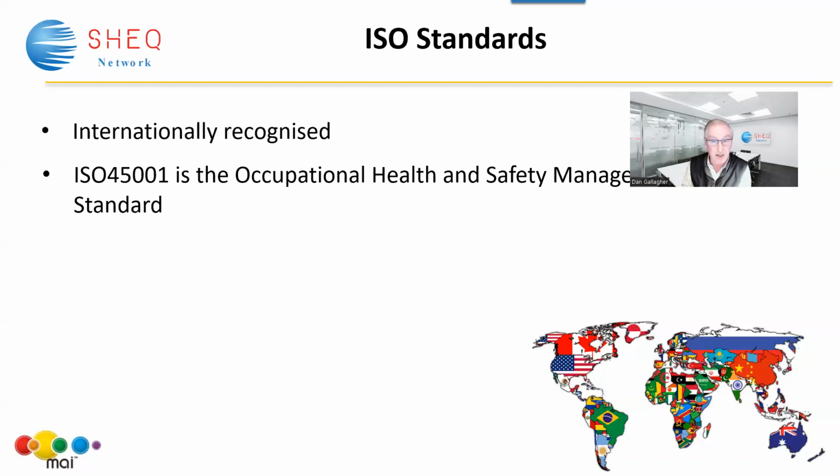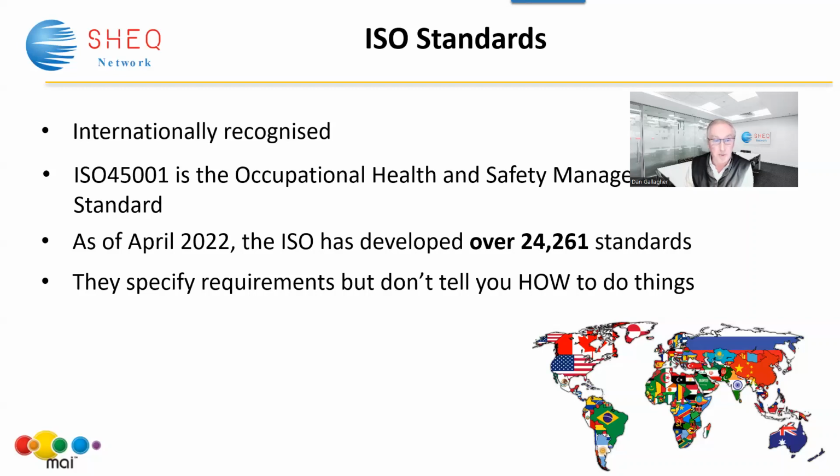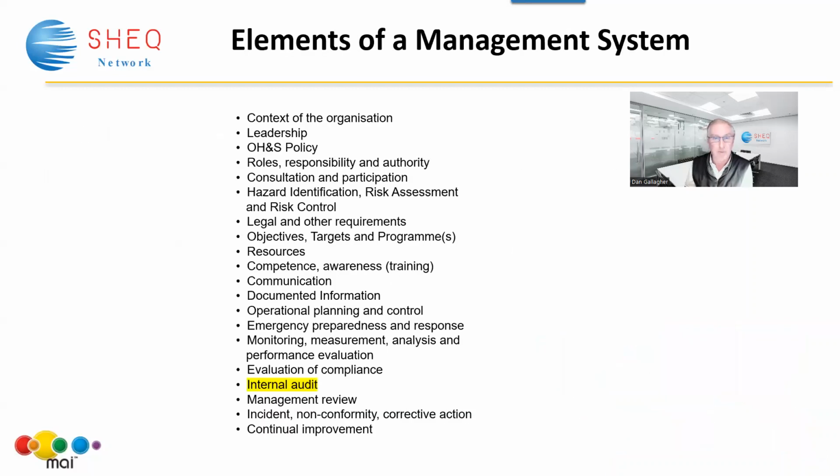Incidentally, ISO 45000 is the standard for occupational health and safety. ISO 14000 is the one for environmental, and so forth. As of April 2022, the ISO had developed over 24,261 standards, so ISO 45000 is just one of them. They specify requirements, but they don't tell you how to do things. And that's exactly the challenge, and that's what we're going to look at today.